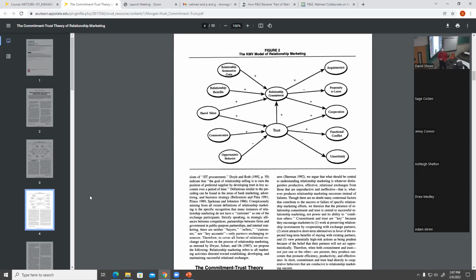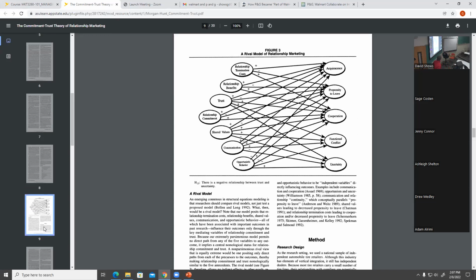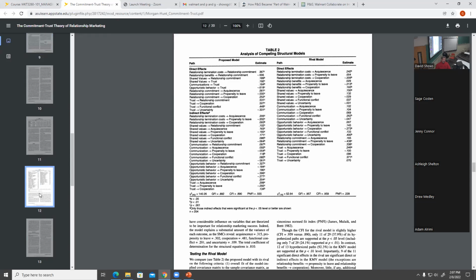What it means is that even if conflict is inevitable, it can still be used in some way to make things better. And of course, commitment and trust all lead to one thing, and that is cooperation. So this is the model that they built together. They did extensive testing on this particular model, and you can see the rival models, where they actually created a different model to see if the first model worked.